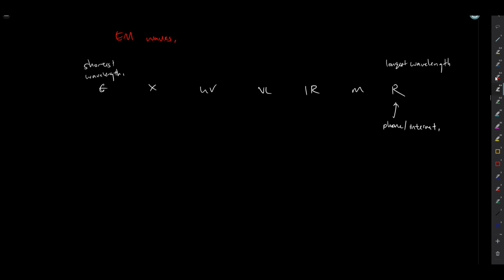Now gamma ray has the shortest wavelength, and these two, they ionize. That means they actually refer back to your chemistry, right? Ion means that it allows the electron to go out of the atom, or allows an electron to come into the atom, creating an ion. So ionizers means they actually change the atomic structure, and therefore they are harmful, right?